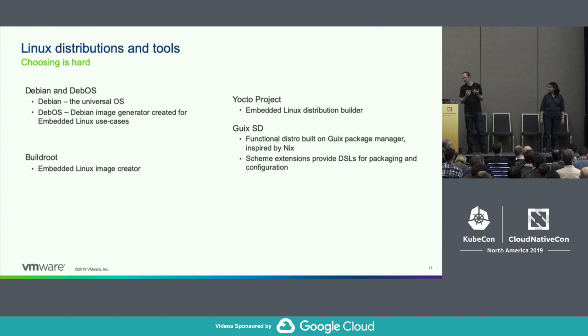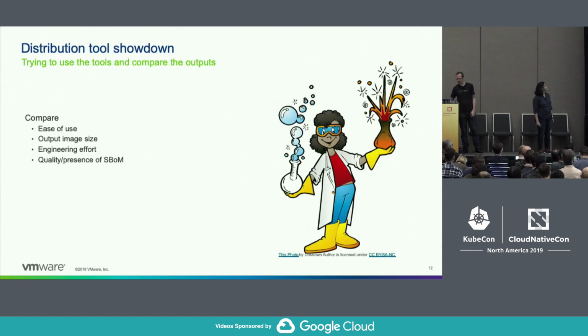The disadvantage for many is that it uses Scheme as its common expression language, and so parentheses are intimidating to a lot of us, but it had some very interesting properties, so we decided to go ahead and play with that some too. Okay, so what we wanted to do was try to build different types of container images using these distro tools, and we want to evaluate them based on these 4 things.